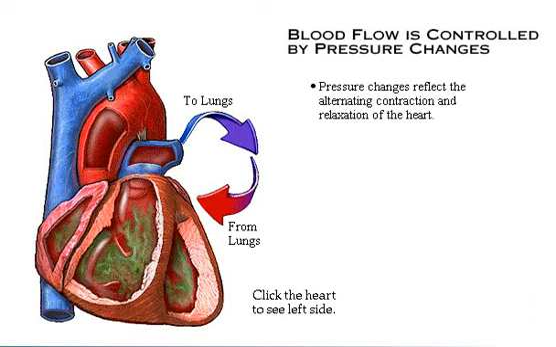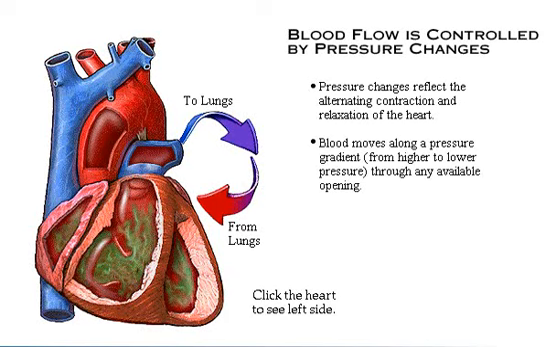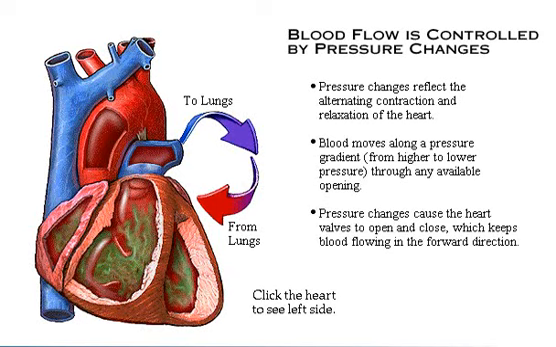Remember that pressure changes reflect the alternating contraction and relaxation of the heart. Blood moves along a pressure gradient from higher to lower pressure through any available opening. Pressure changes cause the heart valves to open and close, which keeps blood flowing in the forward direction.